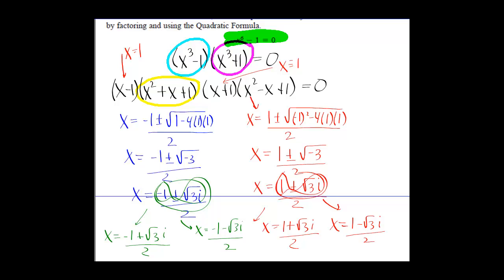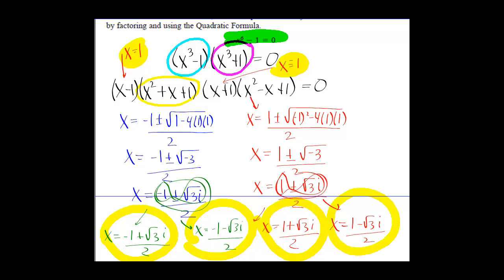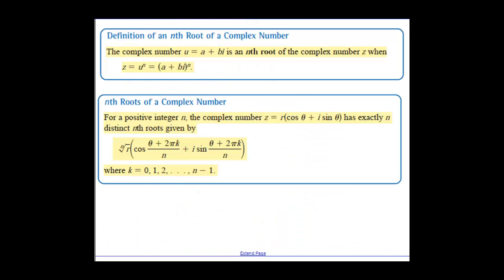So if we take our real solutions, 1 and negative 1, and our four imaginary solutions, 2 from the first factor, 2 from the second, we've accounted for all 6 solutions, which is great because it was a 6-degree polynomial. With that in mind, I present to you finding the nth root of a complex number. So if you've got a number written already in trig form, it has exactly n distinct roots. And instead of doing all the work that we just did with a polynomial, we can actually apply this formula.